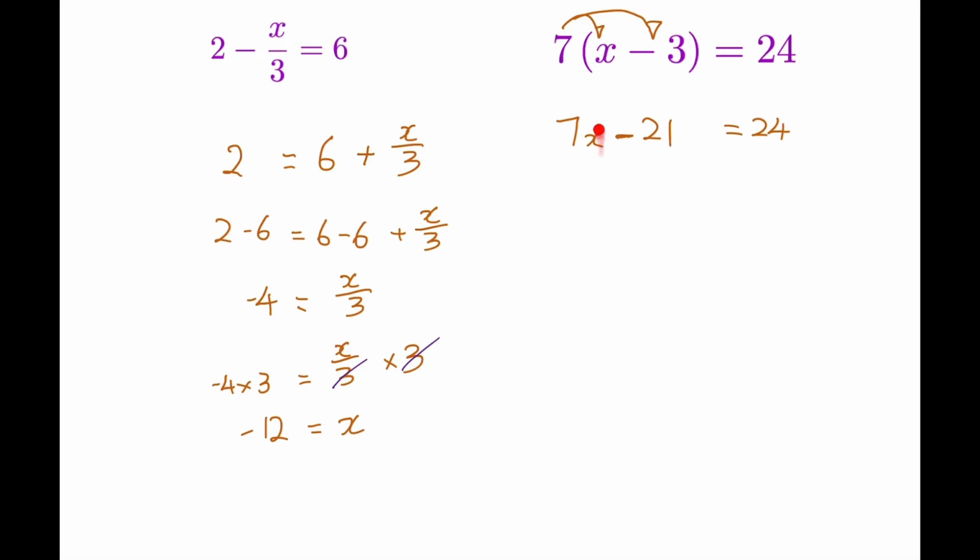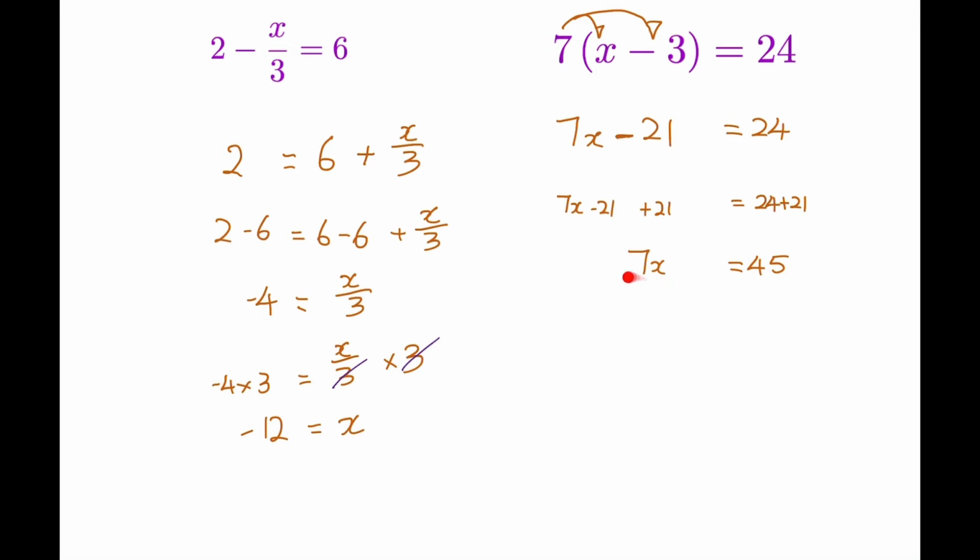Again, you have to find the value of x. Let us solve this negative 21 first. Here it's minus, so if you want to remove it, just add it. But if you add on the left side, you also have to add on the right side. Okay, so negative 21 plus 21 becomes 0. 7x. Then 24 plus 21, 45. Yay, good.